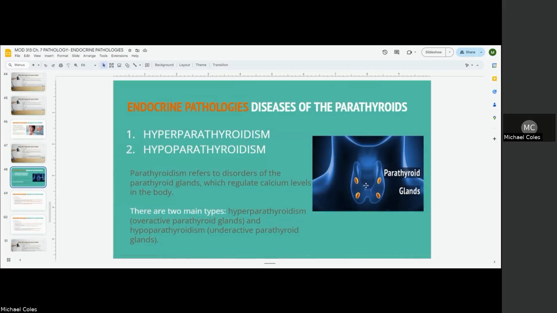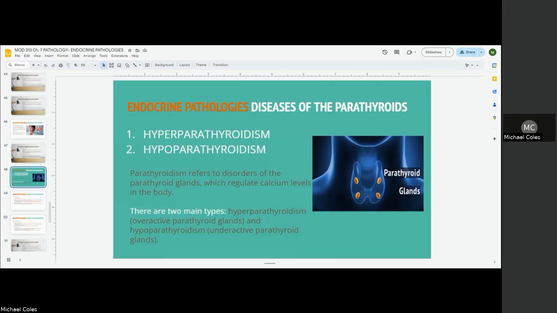Now we go to the parathyroid glands. So we have the thyroid, then we have the parathyroid glands on top of the thyroid. So these glands are going to work with calcium. The thyroid works with metabolism. The parathyroid glands work with calcium. So calcium regulation in the body, in the blood.